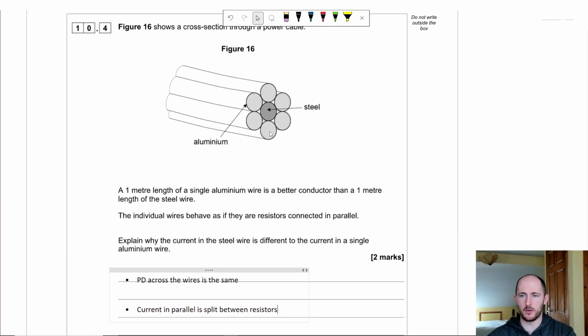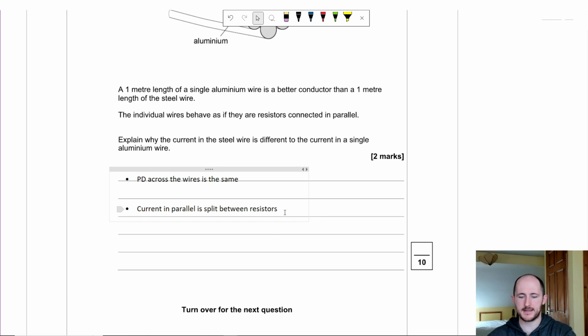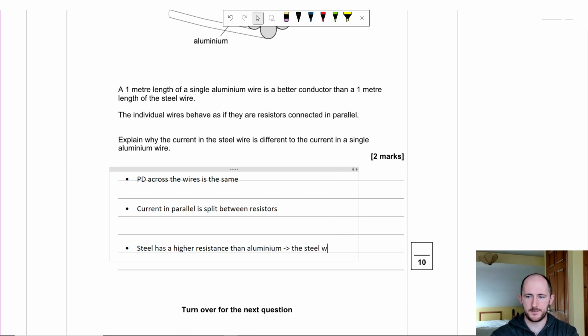So the potential difference across all of these will be the same, but each one of these cables will get a fraction of the total current. So it says here that aluminium wire is a better conductor than steel, which means steel has a higher resistance than aluminium, so therefore the steel wire will have a greater current because its resistance is higher than aluminium.